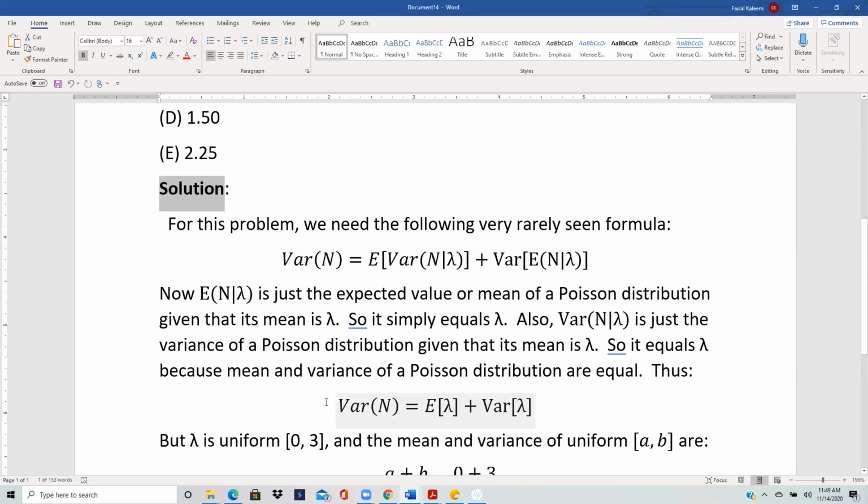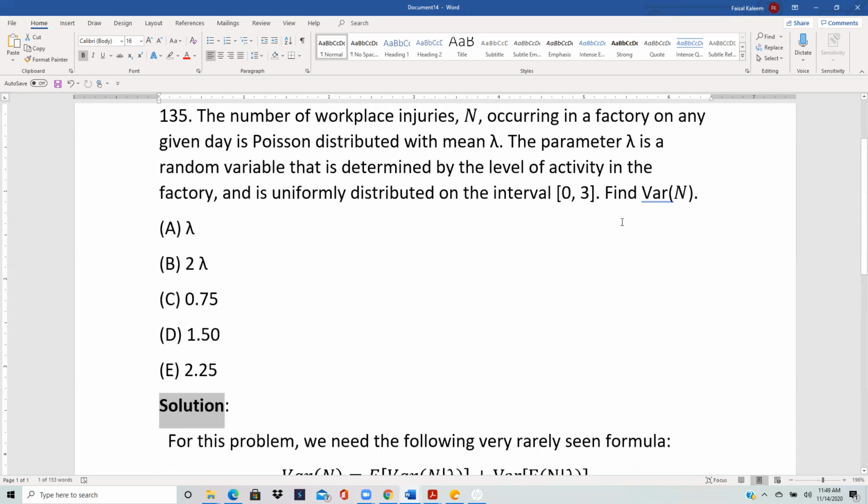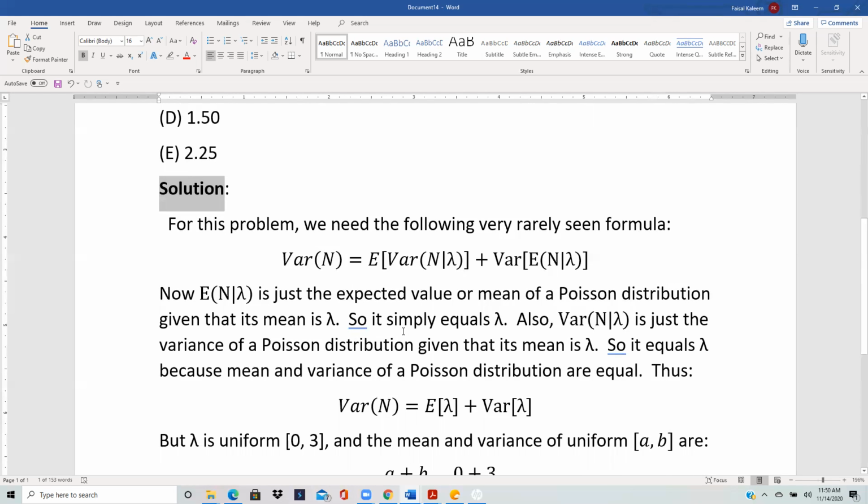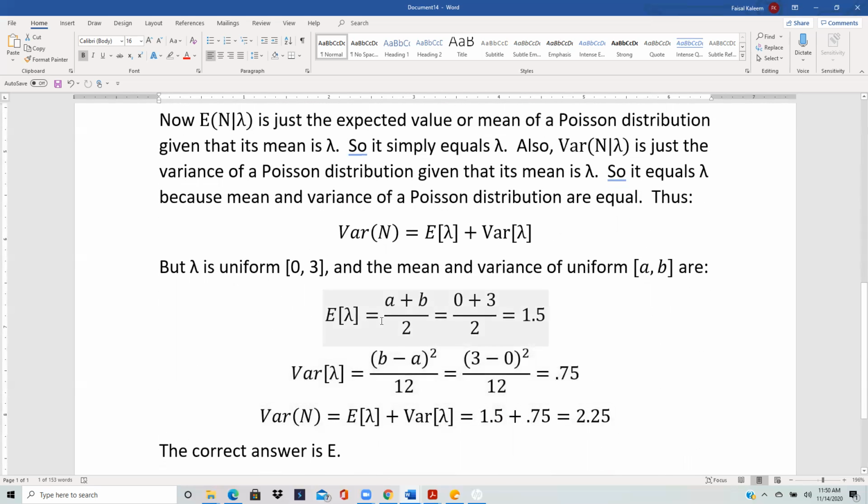But now we use the fact that lambda is uniform 0, 3. That's what they tell us. Lambda is distributed uniform 0, 3. And we know that for a uniform a, b distribution, the mean or the expected value is (a plus b) by 2. So here it will be (0 plus 3) by 2 equals 1.5. And the variance of a uniform is (b minus a) squared by 12. So (3 minus 0) squared by 12. That's 0.75. So now substitute these two values in this equation, and we get 1.5 plus 0.75. And that is 2.25, which is choice E.